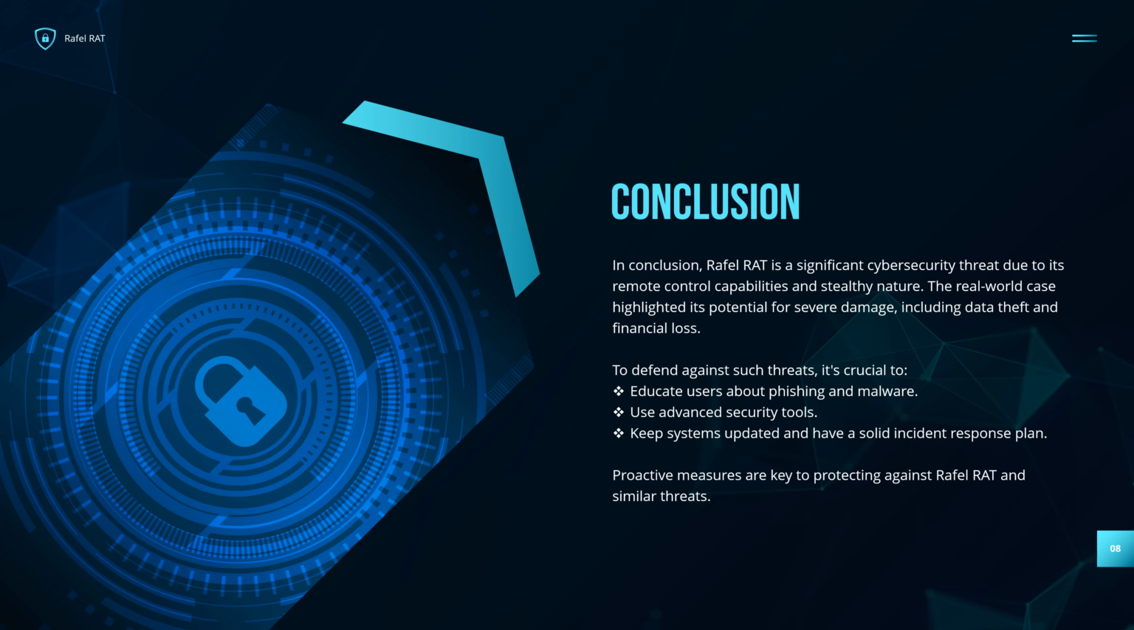In conclusion, Rafel RAT is a potent example of the dangers posed by modern remote access Trojans. Its ability to infiltrate, persist, and cause significant harm makes it a serious threat to any organization. Understanding how Rafel RAT operates and the methods it uses to evade detection is essential for building an effective defense. By implementing preventive measures and maintaining a vigilant approach to cybersecurity, organizations can reduce the risk of falling victim to such attacks.